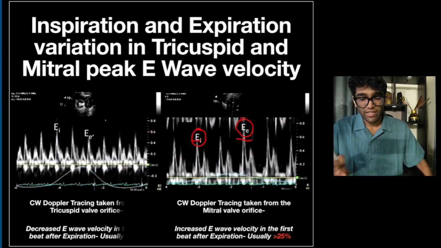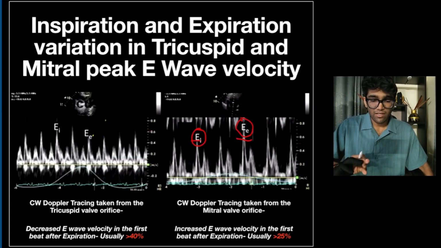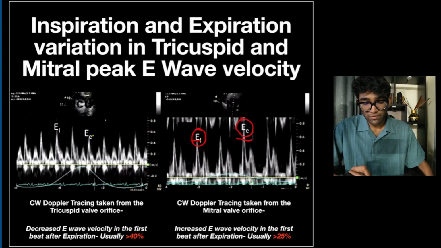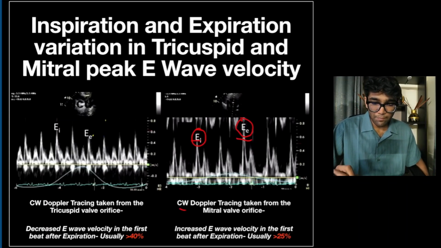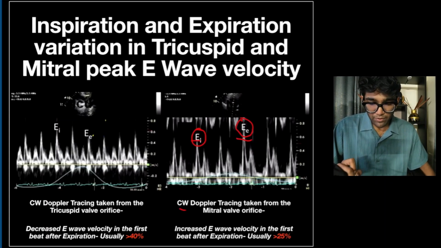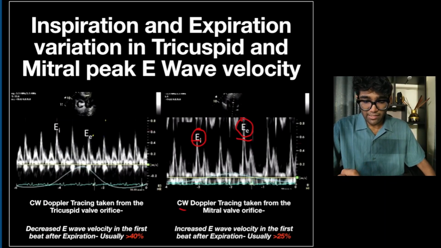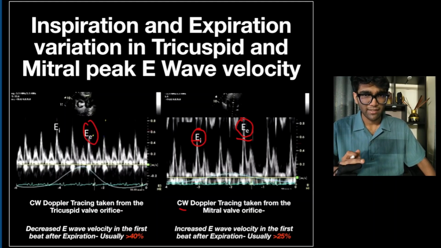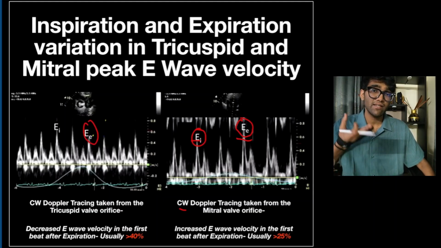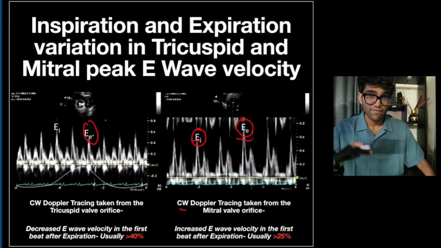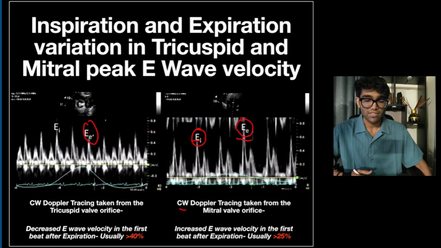Okay, now on the other side, we have taken a continuous wave Doppler tracing from the tricuspid valve. Pardon me, this was also continuous wave Doppler. What we get is a very interesting finding. So what we get is that there is a decrease during expiration in the E wave velocity. This would be expected. Okay, during inspiration we have increased E wave velocity, and during expiration we have decreased E wave velocity on the right side. Okay, again indicating ventricular interdependence.